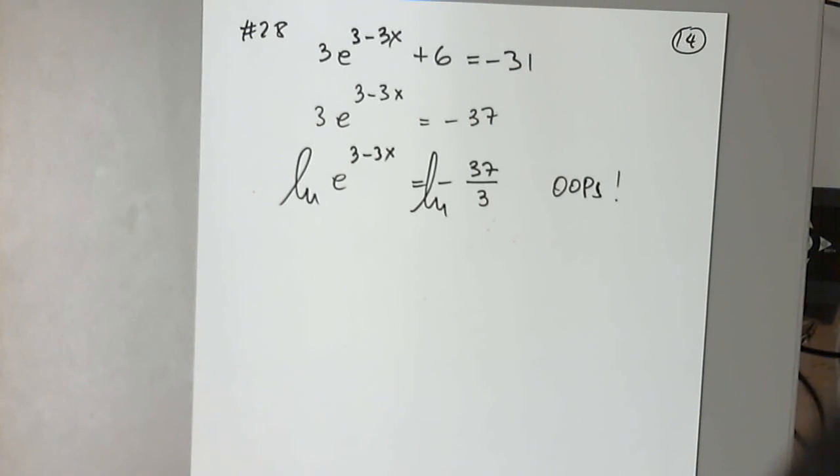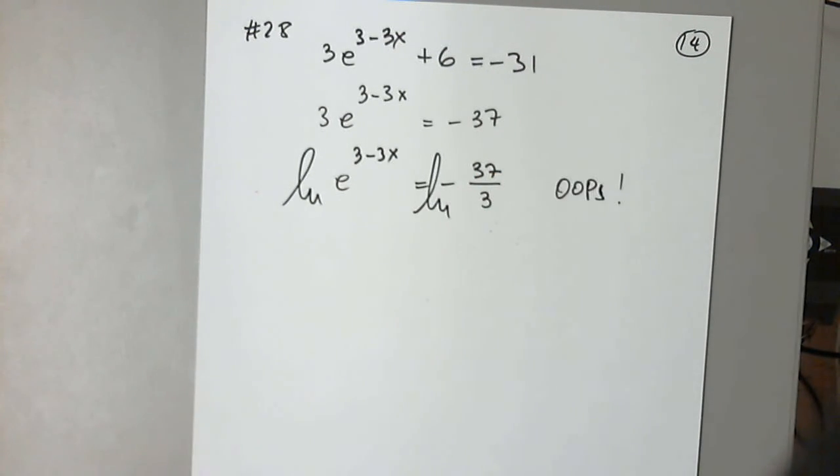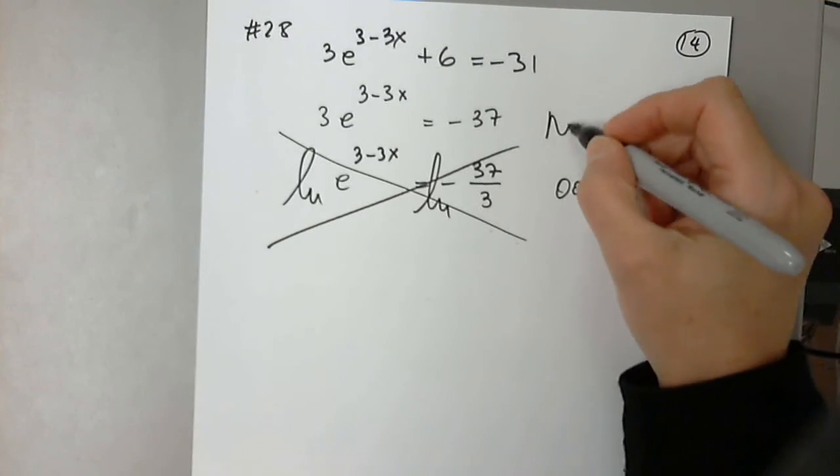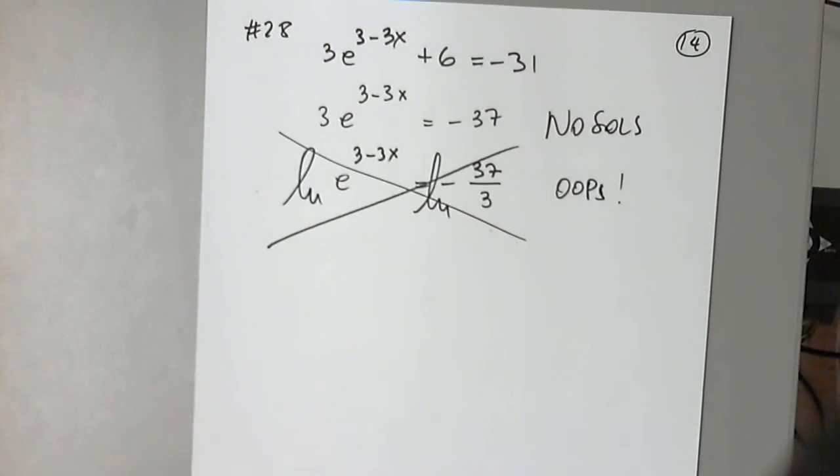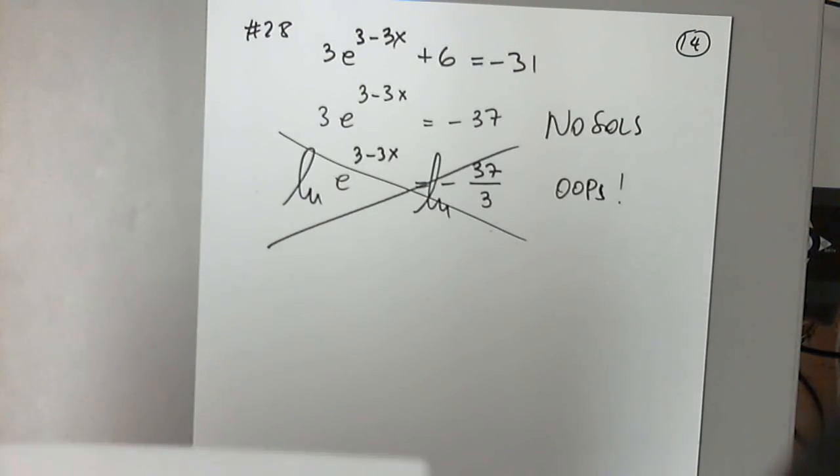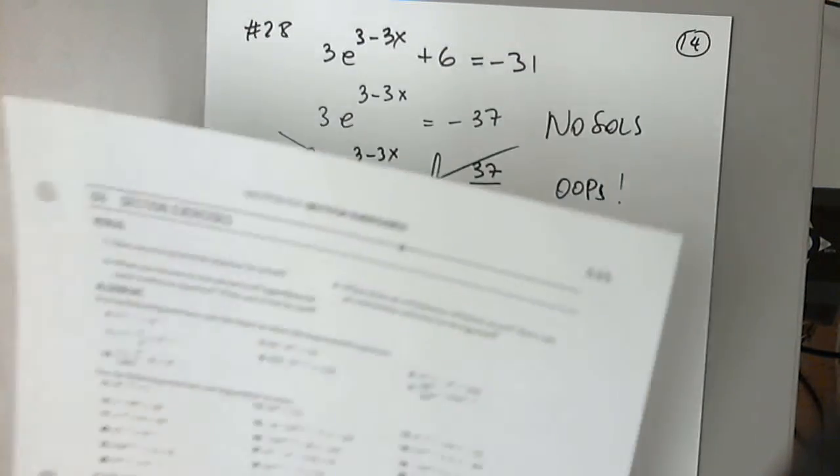Oops. What's the oops all about? Exactly. What's the problem? Why? Because e to any power cannot be a negative number.